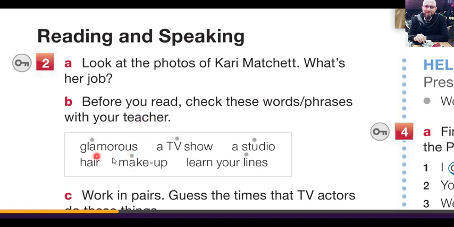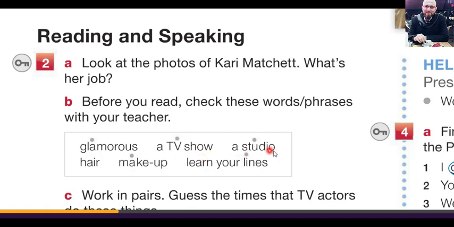Glamorous. This word glamorous means life with lots of photos and people, like when they see you, they try to take photos and they follow you on Instagram, Facebook, like actresses and singers. A TV show, what you watch on TV, for example, it's like a film, but every day you watch 1 hour, one episode, and it has about 30 episodes, so every day you watch. Okay, we call it a TV show.